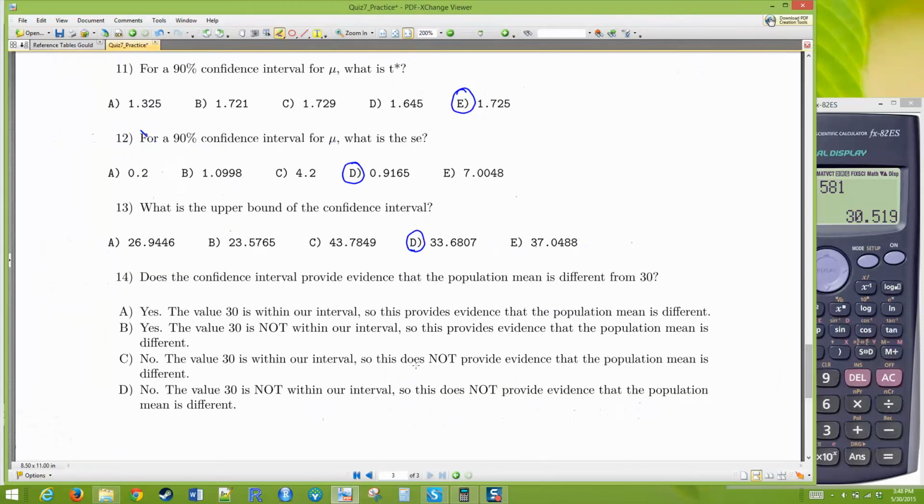So let's take a look at our choices. Does the confidence interval provide evidence that the population mean is different from 30? Yes. 30 is not within our interval. So this provides evidence that the population mean is different. So answer choice B is the one we want. Okay, and there we have it.